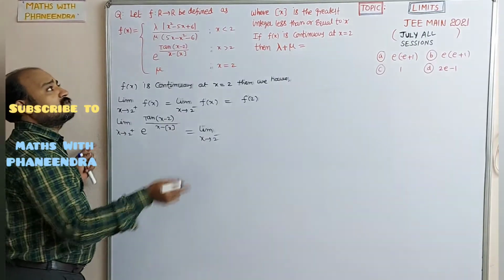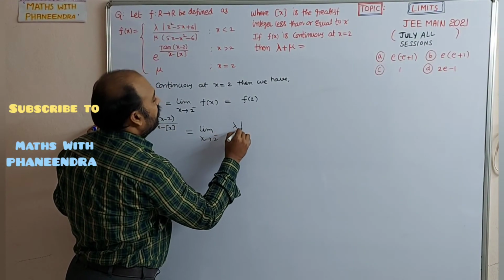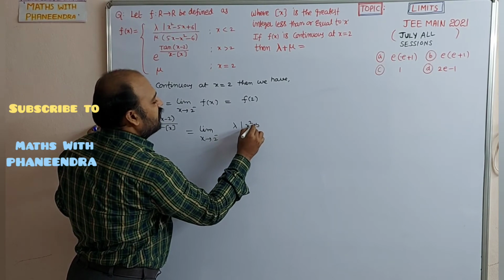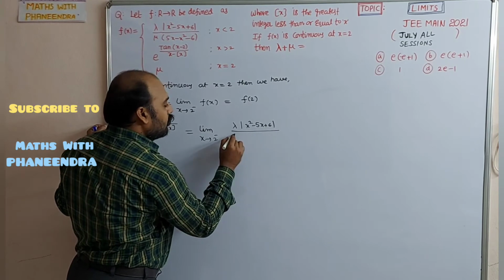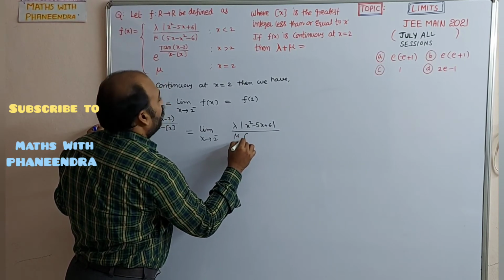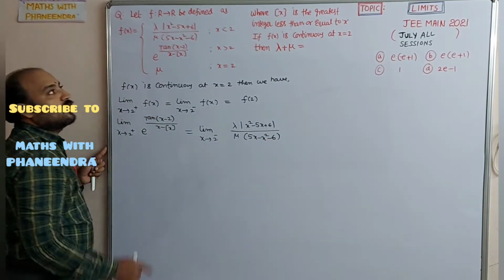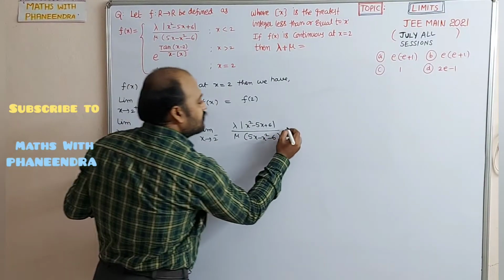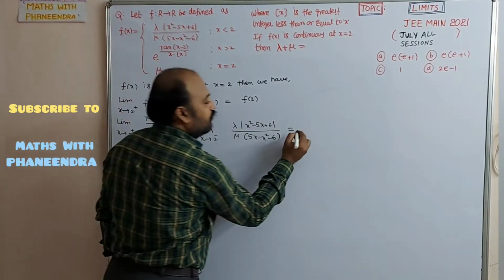x tends to 2 minus means x is less than 2. So lambda mod x square minus 5x plus 6 by mu into 5x minus x square minus 6. This is for x less than 2. Next, f of 2 at x equal to 2, f of 2 is what? Mu.